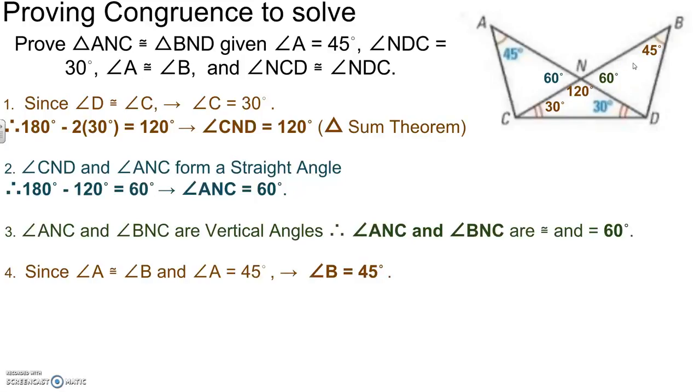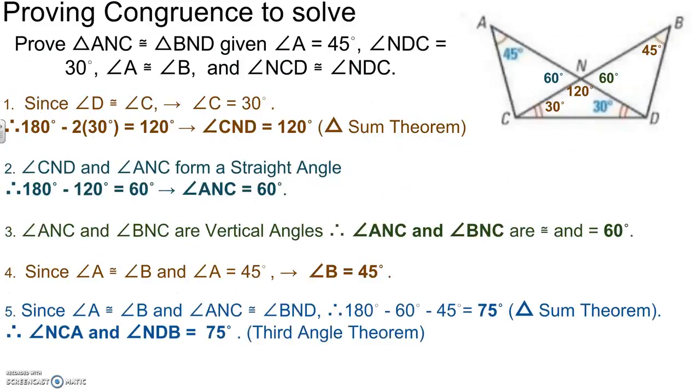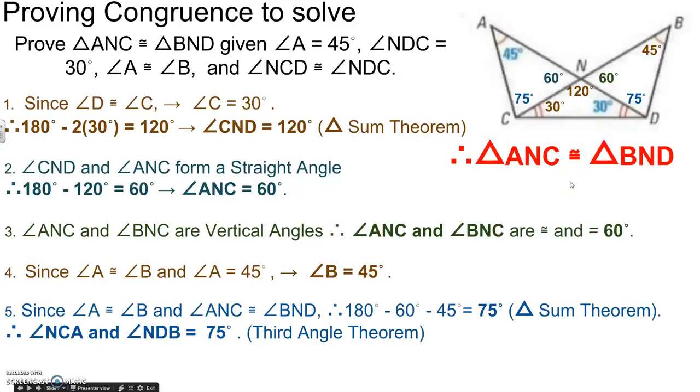And then you might be thinking already, I can go back to what I know about the triangle sum theorem, or the third angle theorem. Since angle A is congruent to angle B, and angle ANC is congruent to angle BND, therefore 180 minus 60 degrees minus 45 degrees leaves us with 75 degrees. So each triangle is going to be equal to 180 degrees, and we can use that to get to that 75 degrees in both of these triangles. Therefore, it proves that triangle ANC is congruent to triangle BND.